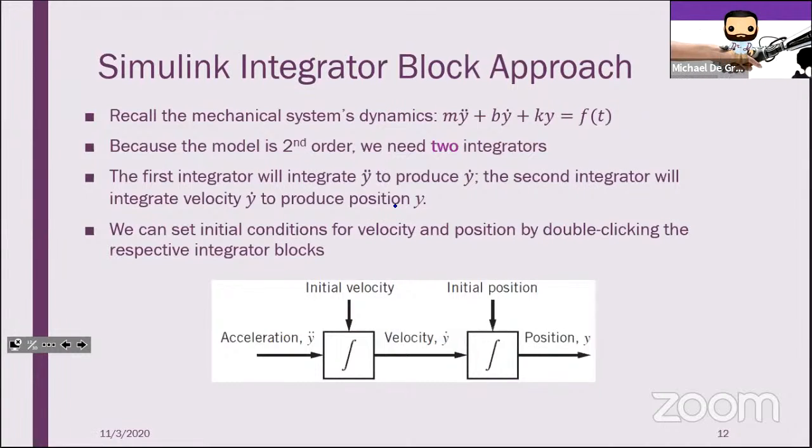So let's consider for a second our standard second order mechanical system, right? My double dot plus b y dot plus k y is equal to f of t. Because this is a second order model, we would need two integrators. To get from acceleration to position, you need to integrate this twice. The first integrator integrates y double dot, the second one integrates y dot. We can set initial conditions in each of these blocks, right? You can specifically set your velocity and position initial conditions in these blocks.